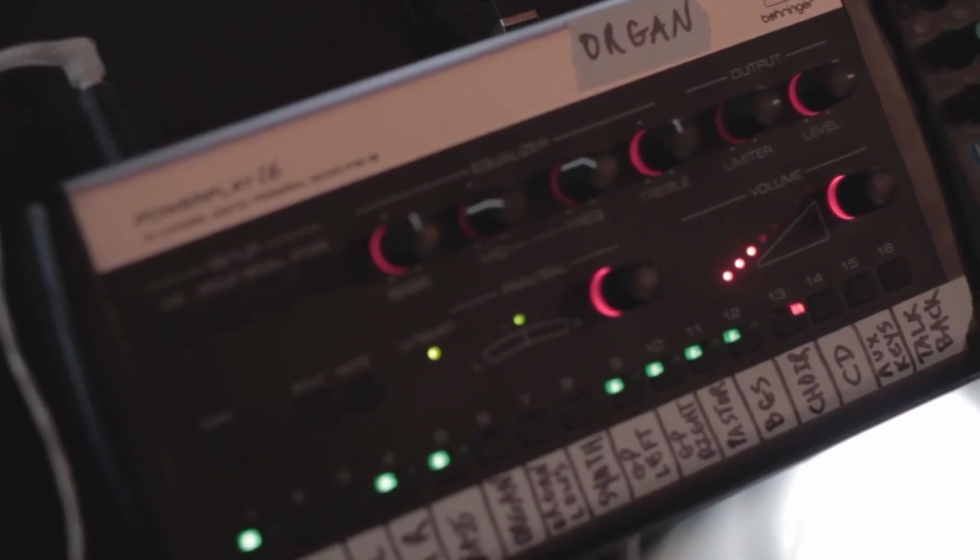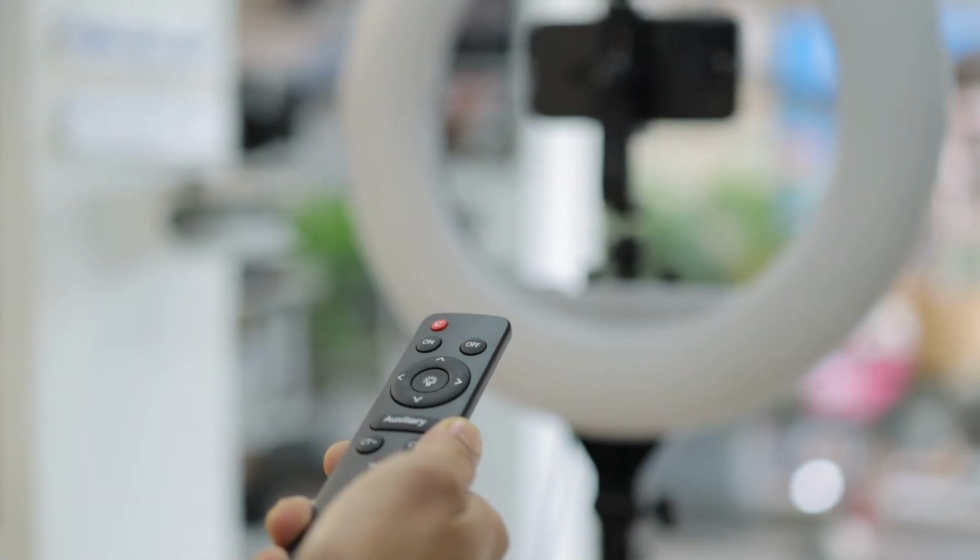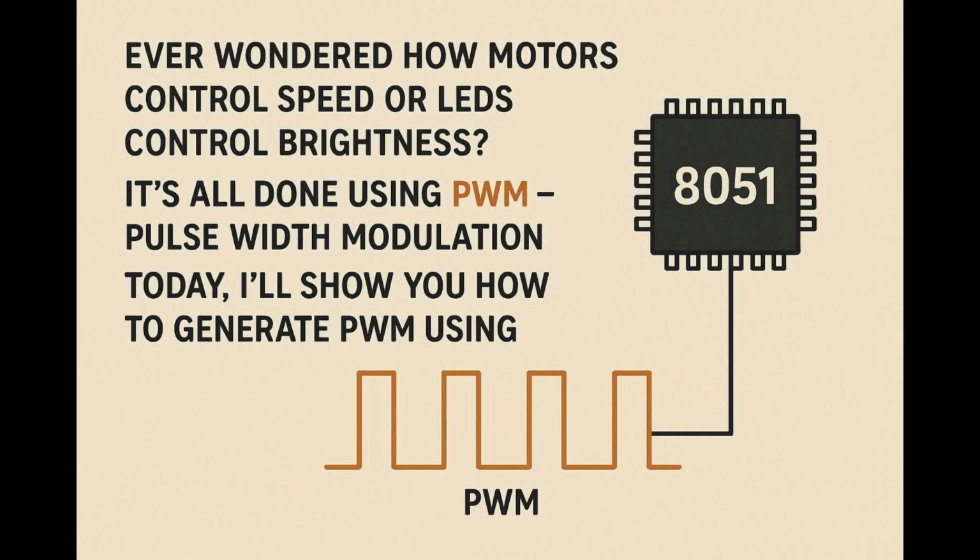Ever wondered how motors control speed or LEDs control brightness? It's all done using PWM, pulse width modulation. Today I'll show you how to generate PWM using 8051 microcontroller.